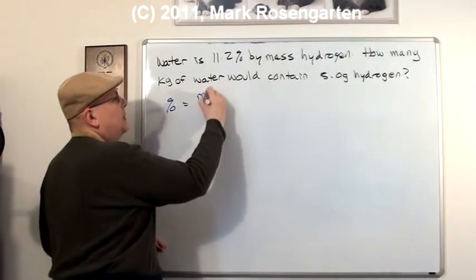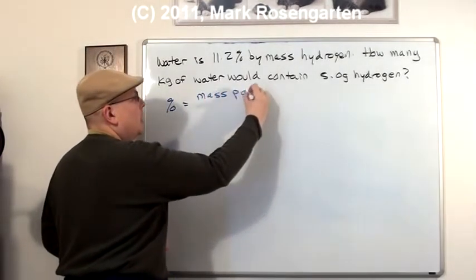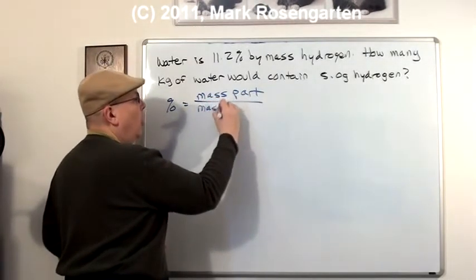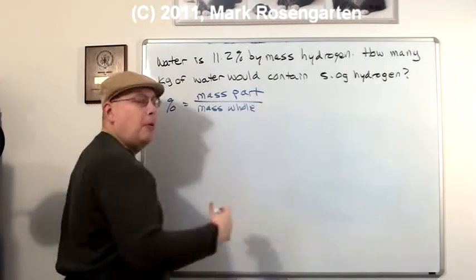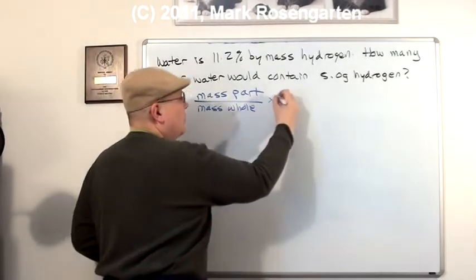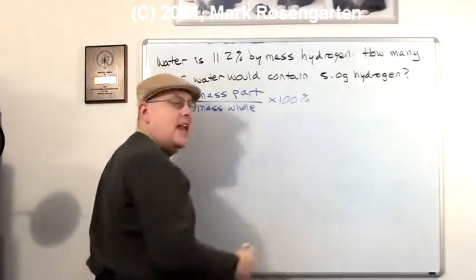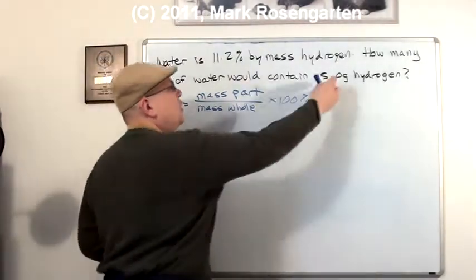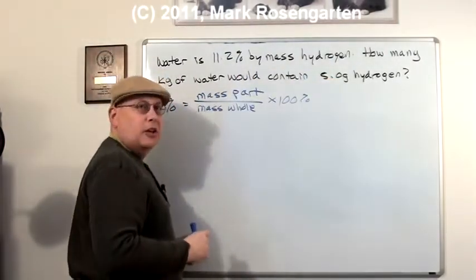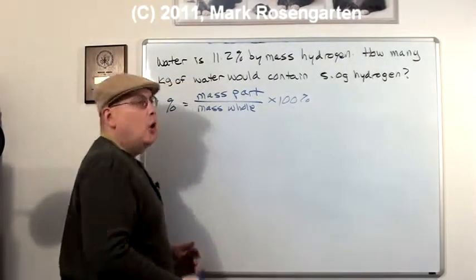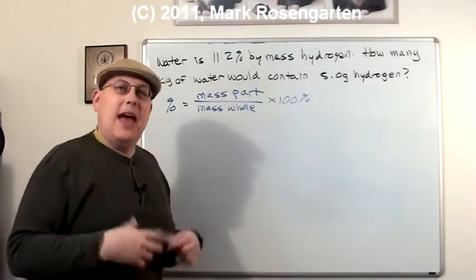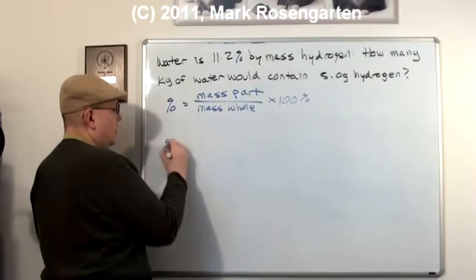Percent is equal to the mass of the part that you're interested in over the mass of the whole that the part is a part of, times 100, with percent as a unit. Now, in this particular case, we happen to know the mass of the part, and we have this 100%. We're trying to solve for mass of whole. So let's do a little bit of algebraic rearrangement here.